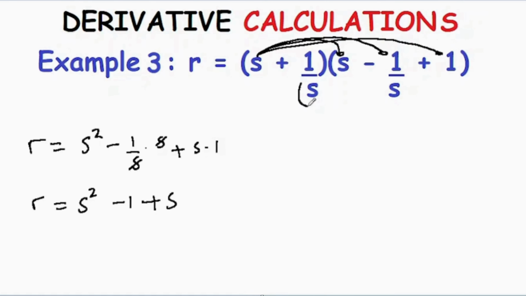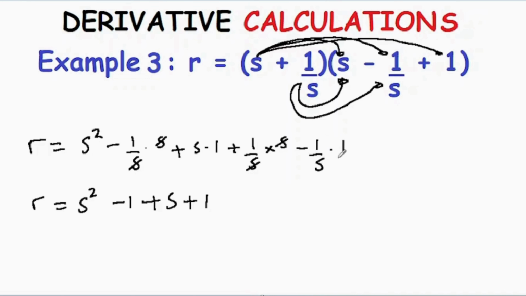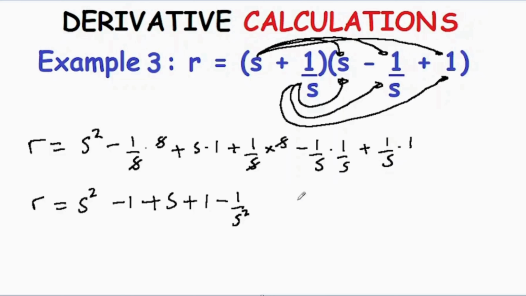Okay, 1 divided by s, we multiply s. Let's have it 1 divided by s multiplied by s. So this we cancel out, s we cancel s. I'm going to have 1 left. Okay, 1 divided by s, we multiply negative 1 over s. Negative 1 over s multiplied by 1 divided by s, and that's going to give us negative 1 divided by s squared. Alright, 1 divided by s, we multiply 1. Let's have it here, 1 divided by s multiplied by 1. So that's going to give us plus 1 divided by s.